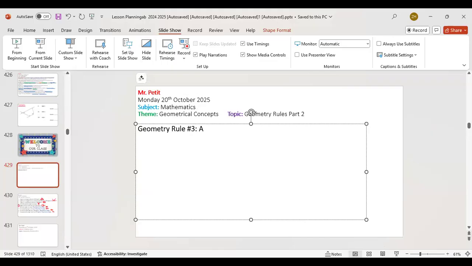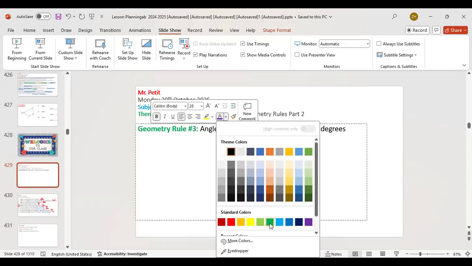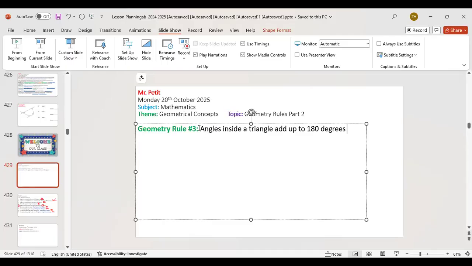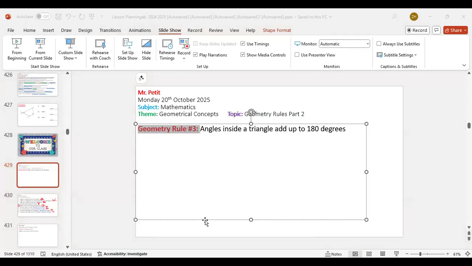Rule number 3 says angles inside a triangle add up to what? I don't know if y'all know it, but it adds up to 180 degrees. So the sum of the angles inside a triangle is 180 degrees. Let me put this in red. So that means that the interior angles of a triangle must add up to 180 degrees.